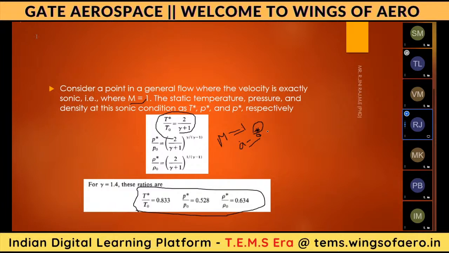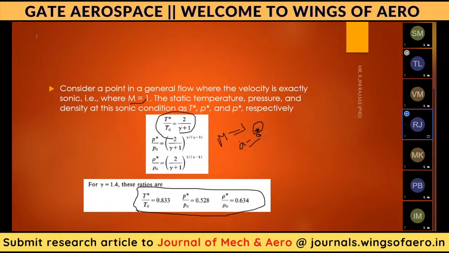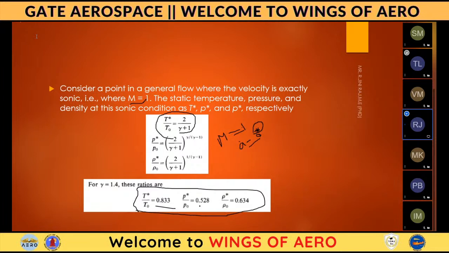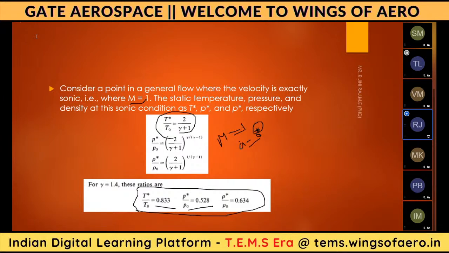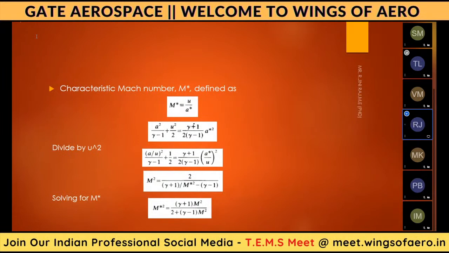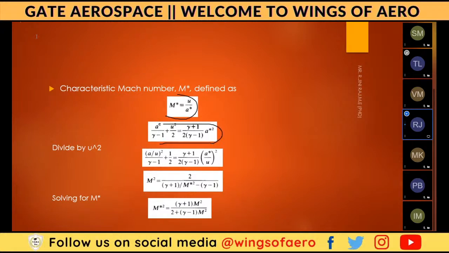The surface of the aerofoil where the Mach number is 1 is called sonic conditions, and the point at which it becomes 1, that Mach number is called characteristic Mach number, and the velocity at which the Mach number is 1 is called characteristic velocity. So here T star by T naught equal to 0.833, and also P star by P naught equal to 0.528, and rho star by rho naught equal to 0.634. Okay, so here this is the definition: m star equal to u by a star, and by substituting that we are getting this. Already we got this formula.